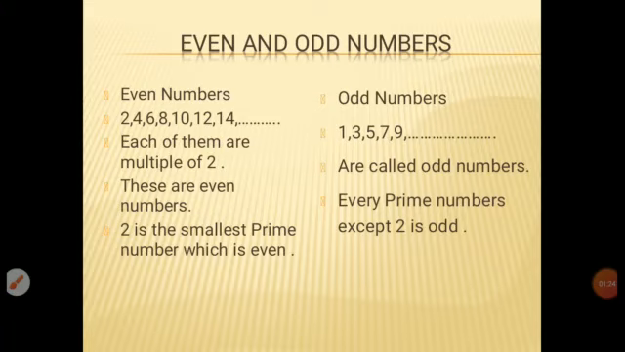Now what are odd numbers? A number which is not exactly divisible by 2 is called an odd number. For example, 1, 3, 5, 7, 9 are called odd numbers. Every prime number except 2 is an odd number.